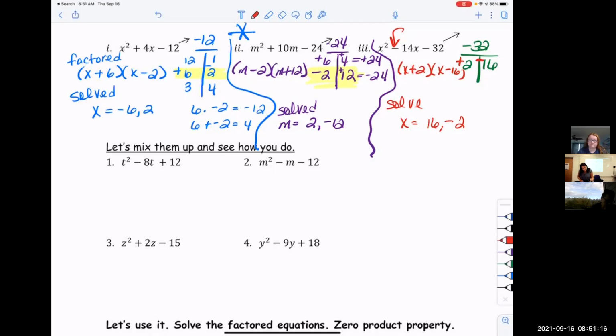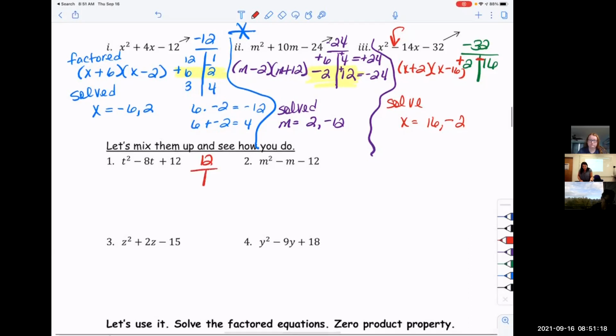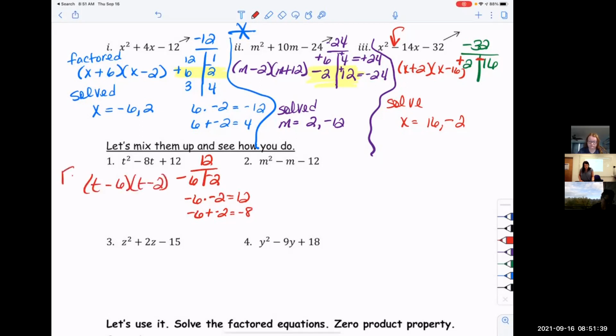All right, so factors of 12 that will give me 8. Y'all said 6 and 2, but I don't want a positive 8. I want a negative 8. So let's check. -6 times -2. -6 plus -2. Yes. So that means t minus 6, t minus 2 if we want it factored. If we want it solved.